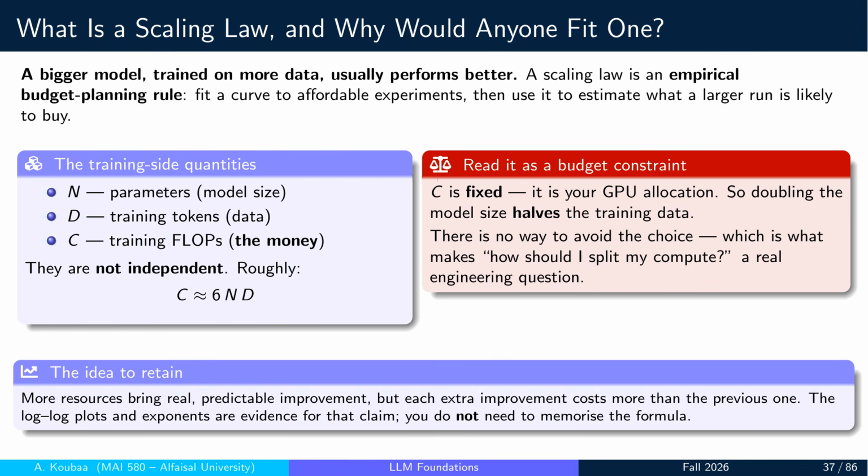Now, the training side quantity is on the left. N is the number of parameters, the model size. D is the number of training tokens, the data. C is the training compute, in FLOPs, which is the money. And they are not independent. Roughly, C is about 6 times N times D.